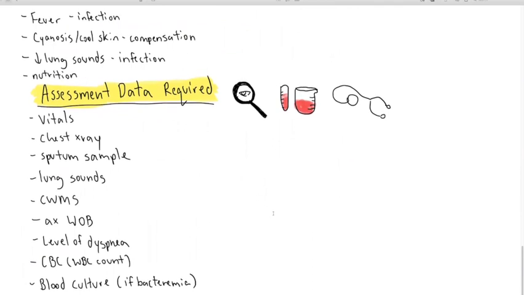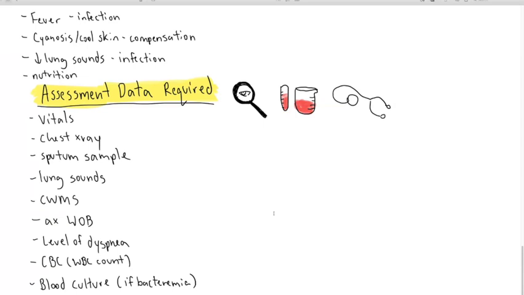Some assessment data required would be obtaining vitals, particularly the SpO2 and respiratory rate, getting a chest X-ray, getting a sputum sample or culture, lung sounds, checking the CWMS, and assessing the work of breathing and level of dyspnea, so checking how they're breathing. And check their CBC, in particular their white blood cell count, and obtain blood cultures if indicated to see if the infection went to the blood.